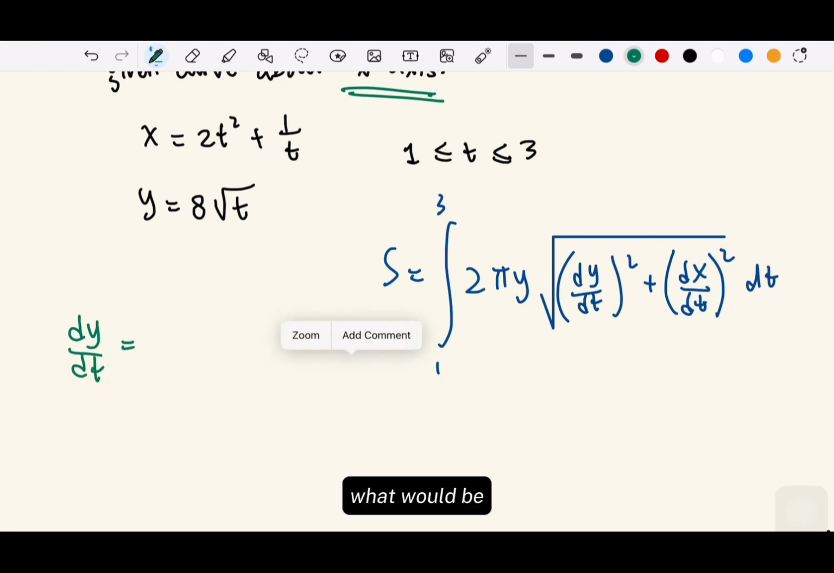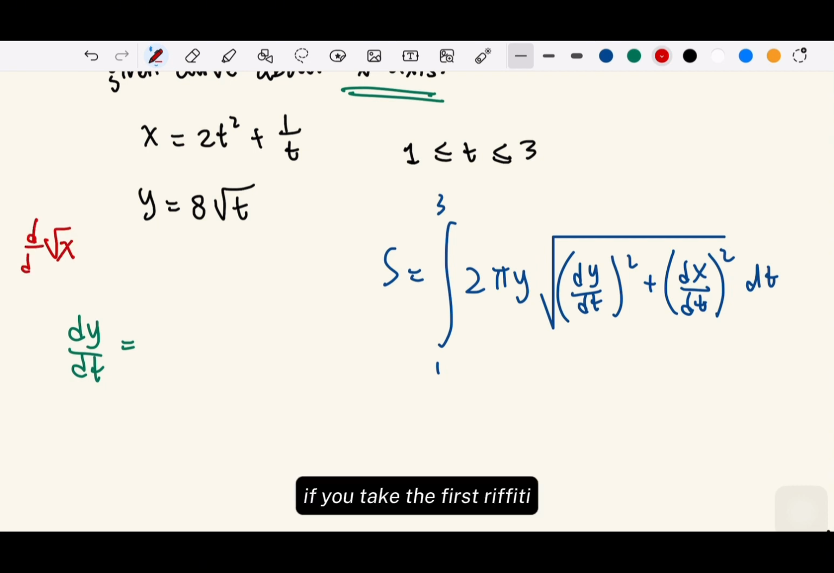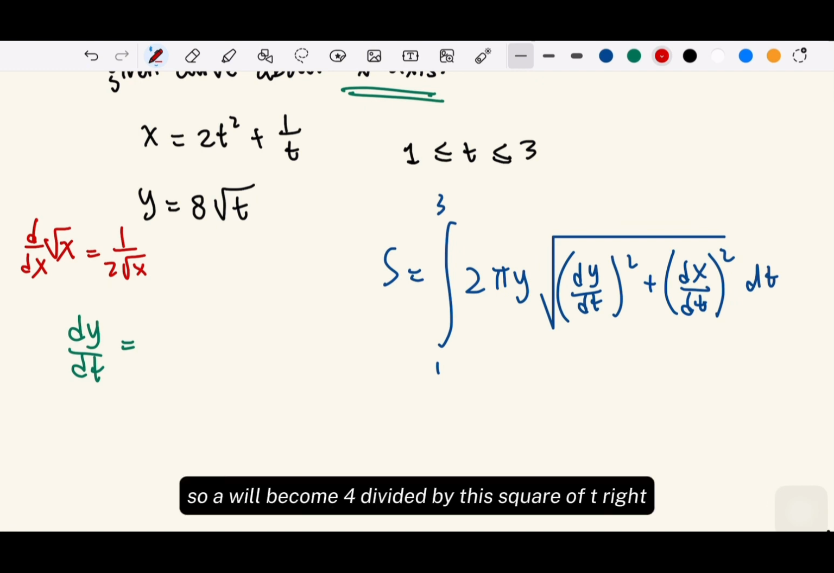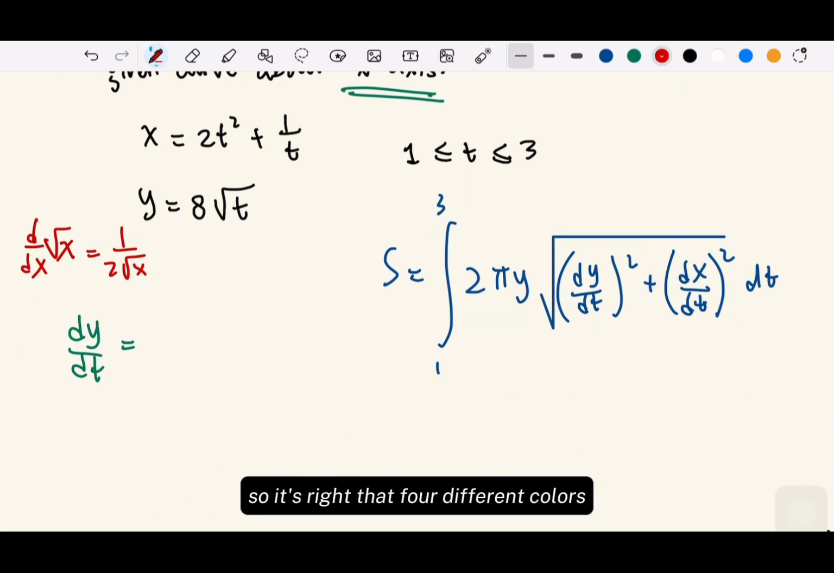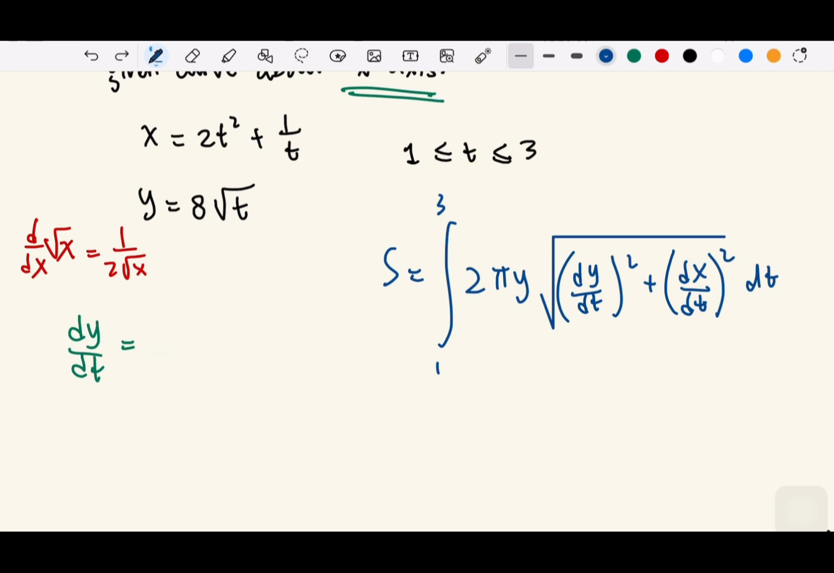Let's take it. What will be the derivative of 8 square root of t? The easiest way, if you have any square root, for example the square root of x, if you take the first derivative, it will always be like this. So this 8 will become 4 divided by the square root of t, right? So let's write that 4 in a different color, sorry. So 4 divided by that.